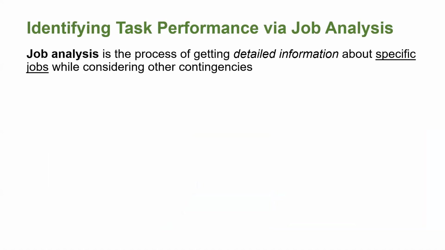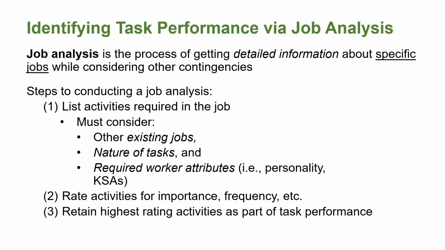So how do organizations identify what behavior should be formally required as part of the task performance? To do so, many organizations conduct what is known as a job analysis. And a job analysis is the process of getting detailed information about jobs while considering other contingencies, both internal and external to the organization. And to conduct a job analysis, you would first list activities required in that job while considering other existing jobs, the nature of the tasks, the required worker attributes, so what personality factors or KSAs are needed for success in that particular job. All of that would be considered as part of listing out those activities.